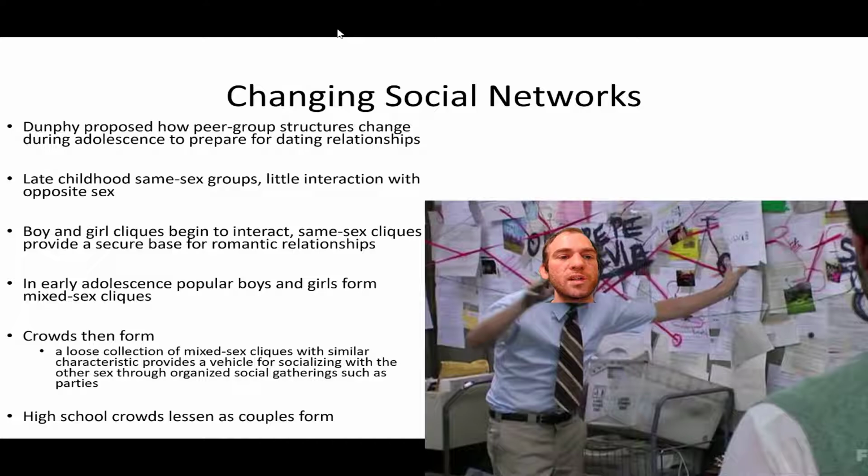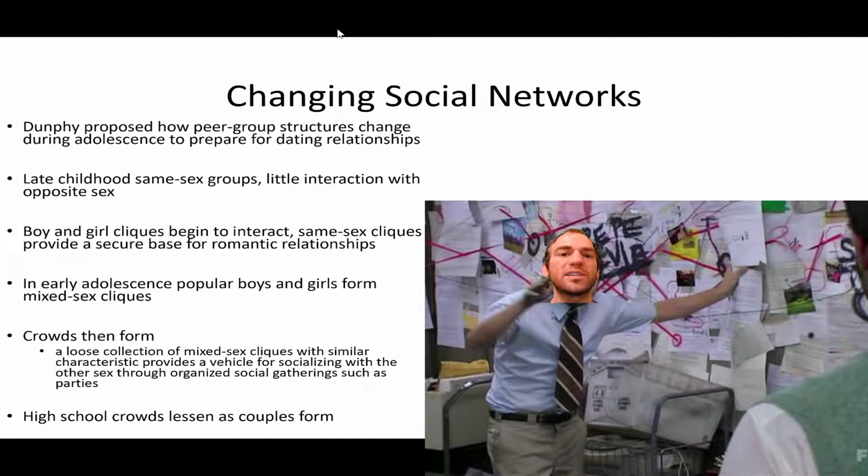Changing social networks. Dunphy proposed how peer group structures change during adolescence to prepare for dating relationships. In late childhood, there are same-sex groups with little interaction with the opposite sex. Girl and boy cliques begin to interact. Same-sex cliques provide a secure base for romantic relationships. In early adolescence, popular boys and girls form mixed-sex cliques. Crowds then form, which are a loose collection of mixed-sex cliques with similar characteristics, providing a vehicle for socializing with the other sex through organized social gatherings such as parties. High school crowds lessen as couples form.